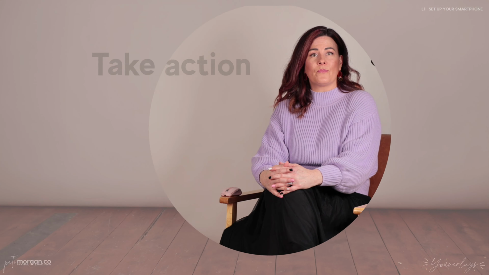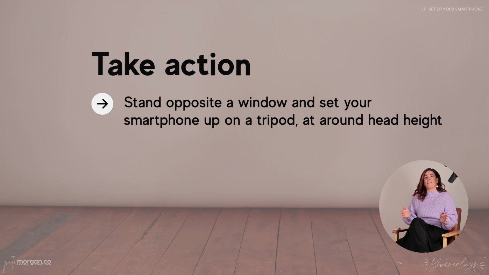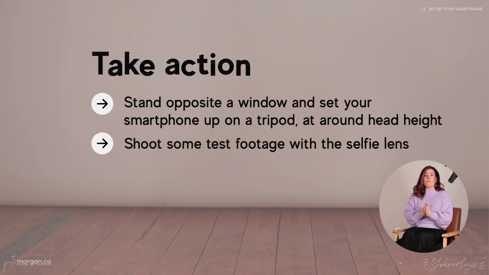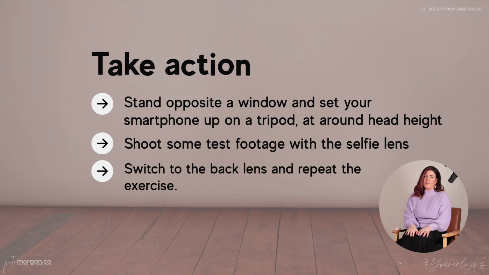Take action. Stand opposite a window and set your smartphone up on a tripod. It should be around head height, and you'll be standing far enough back so that the top half of your body is in the frame. Do be sure to complete this step, as you'll be using the footage to compare later in the lesson. First, using the selfie lens, shoot some test footage of yourself smiling and waving. Pretty straightforward, right? Next, switching to the back lens, shoot some test footage of yourself doing the same.